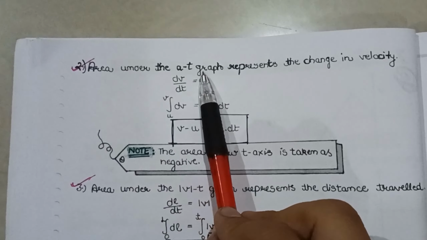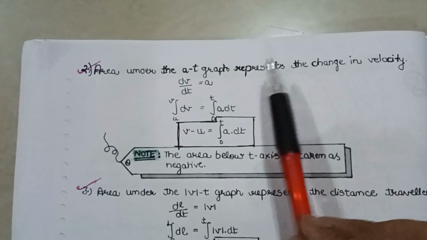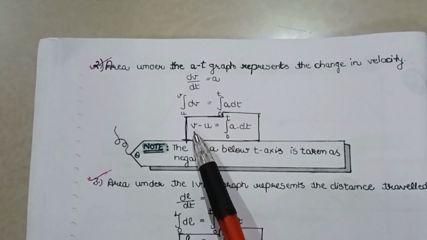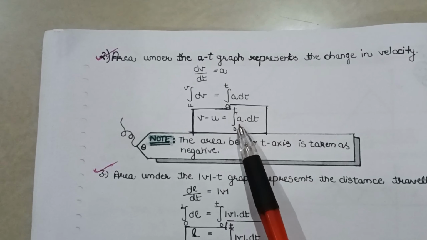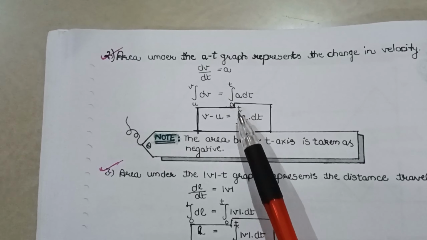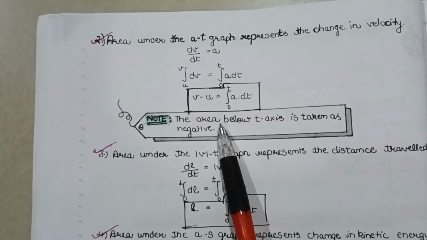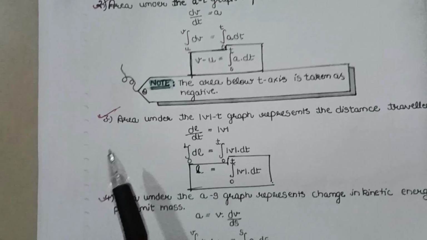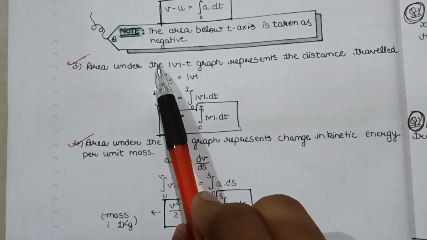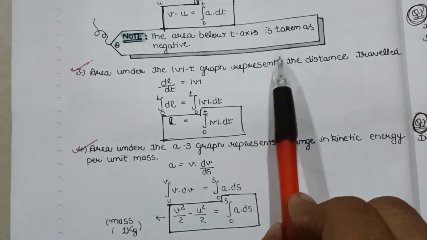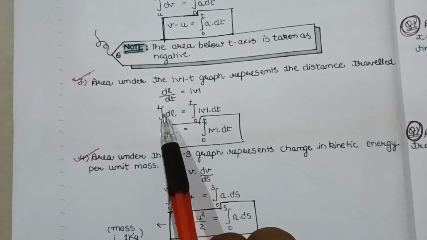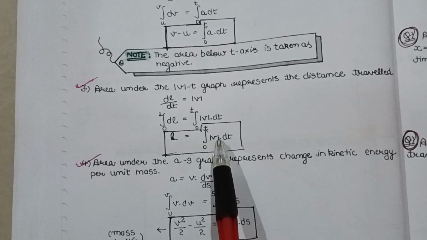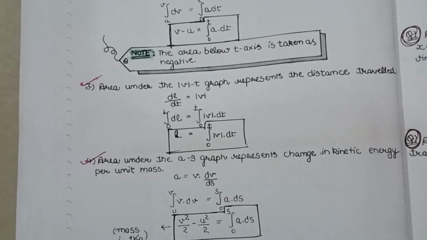Area under the AT graph represents the change in velocity. dv by dt is equal to a. Therefore, v minus u is equal to integration of a dot dt from 0 to t. Note, the area below the t-axis or the x-axis is taken as negative. Third point, area under the speed time graph represents the distance travelled. dl by dt is equal to speed, so L is equal to integration of speed dot dt from 0 to t.